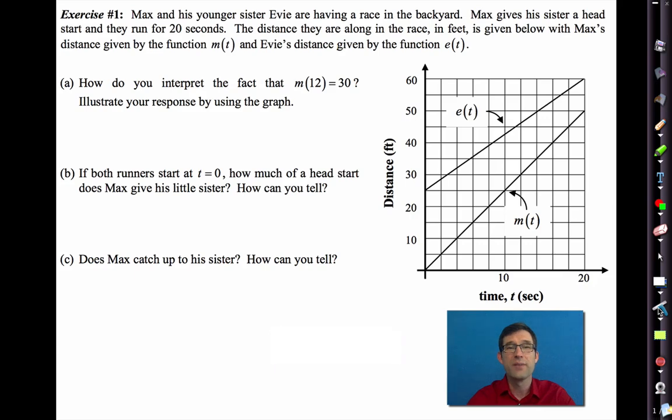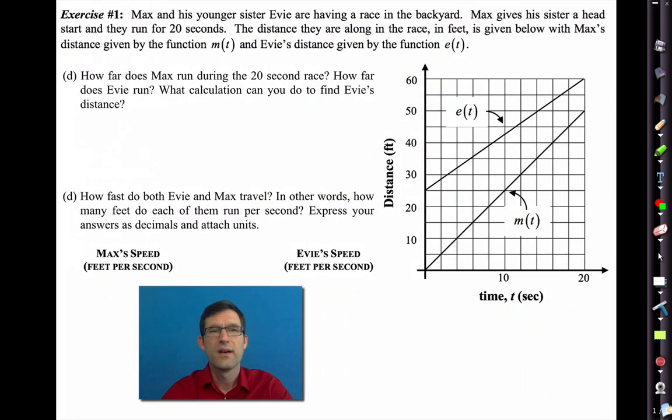All right, let's keep going. All right, letter D. How far does Max run during the 20-second race? How far does Evie run? What calculation can you do to find Evie's distance?